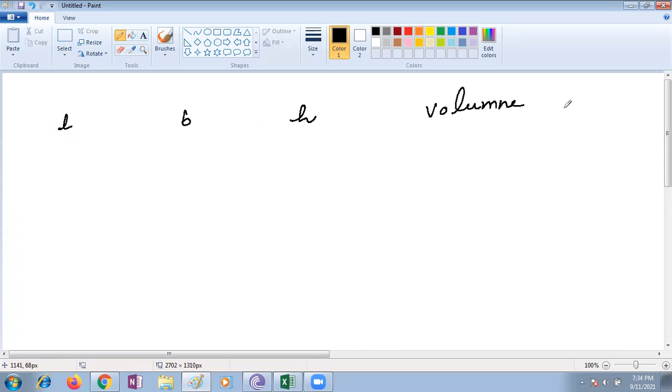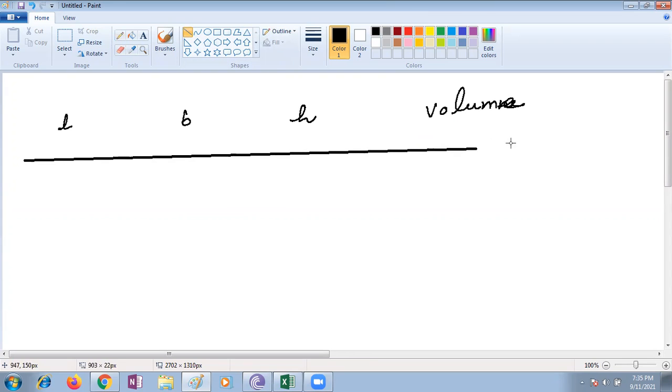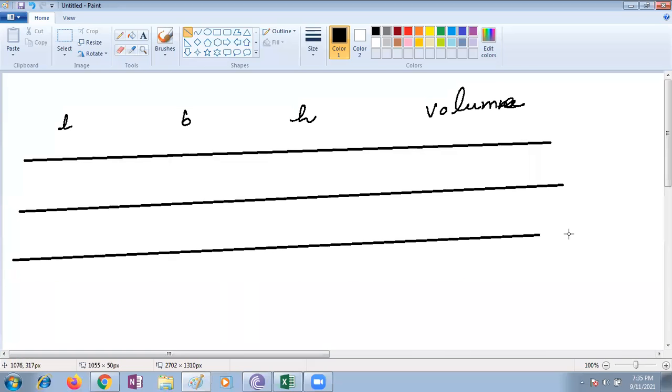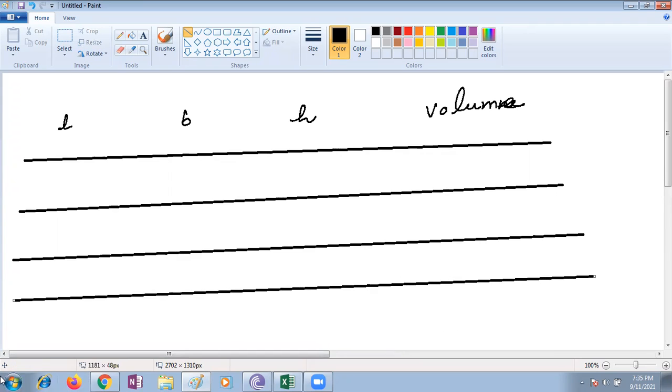You need to find out the volume. What are the length and breadth? What is the volume formula, children? Volume of a rectangular cube is L into B into H, ma'am. Very good. Length multiplied with the breadth multiplied with the height. Good job.